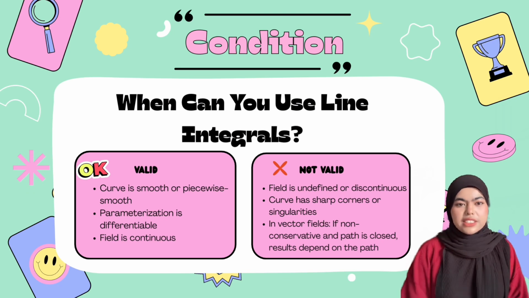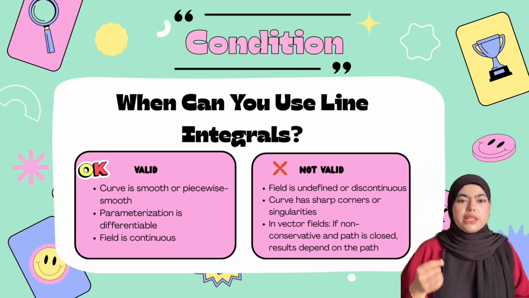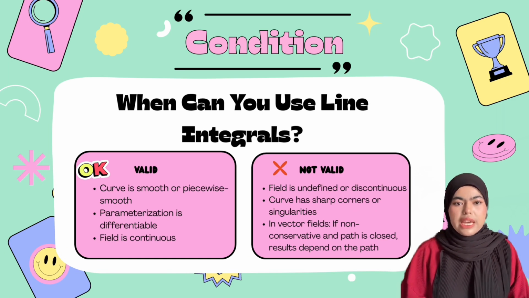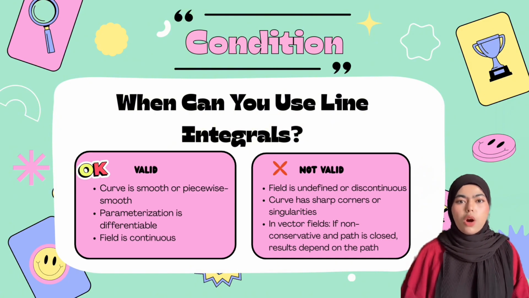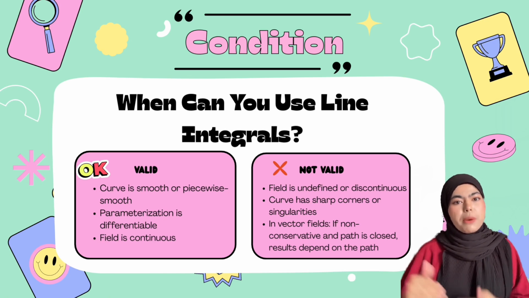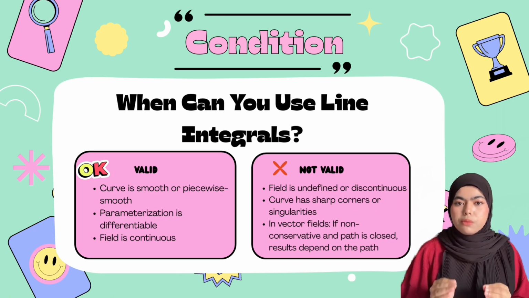However, line integrals have conditions. They only work when the curve is smooth or piecewise smooth, the parameterization is differentiable, and the field is continuous. They fail if the field is discontinuous, the curve has a sharp corner or passes through a singularity, and for vector fields, if the field is not conservative and the path is closed, the result depends on the path taken. So, before using line integrals, we must make sure these conditions are met.